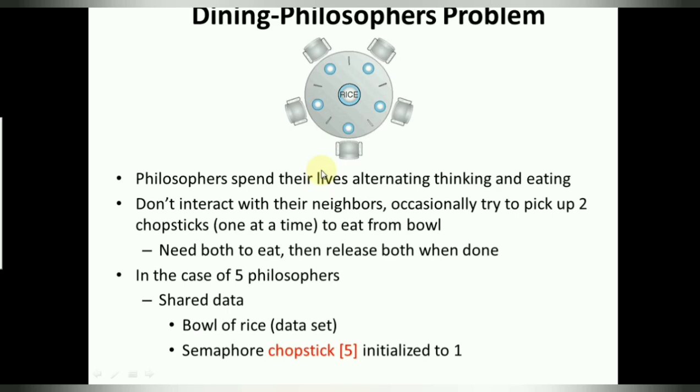Now, if a philosopher wants to eat, he needs 2 chopsticks. But you can see in the image there are only 5 chopsticks available. If there was a requirement of sufficient chopsticks, then for 5 philosophers I should have had 10 chopsticks. But here 5 philosophers are given only 5 chopsticks. So the philosophers shall be sharing the chopsticks.